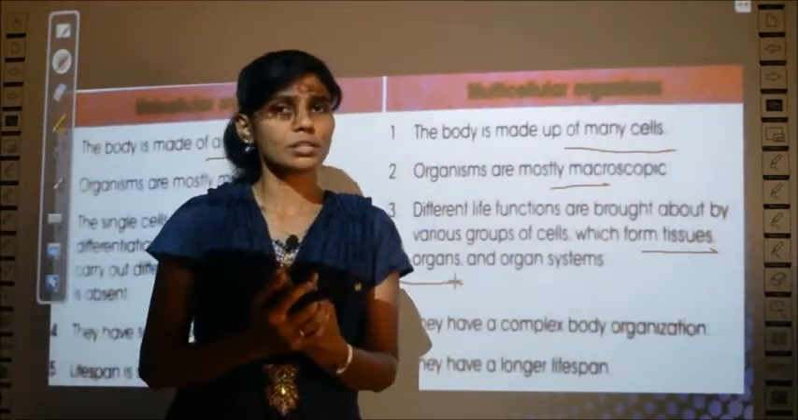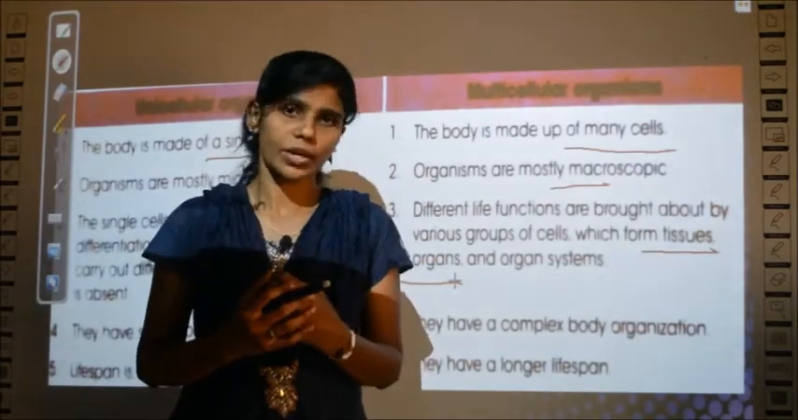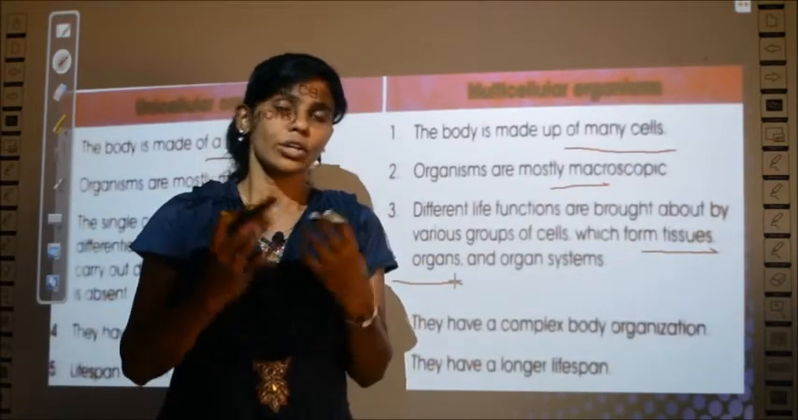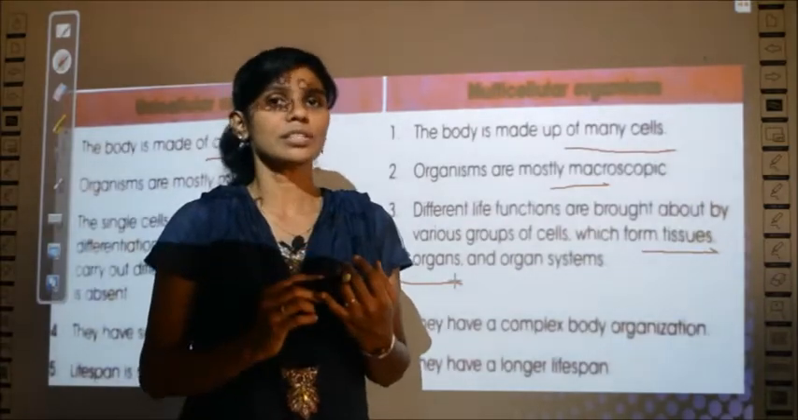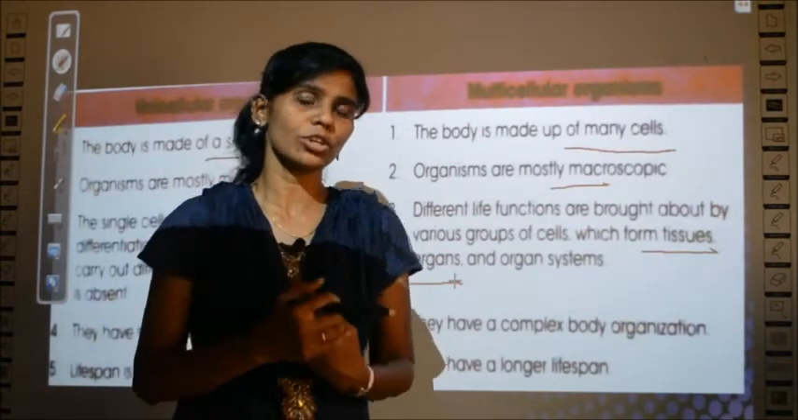Which are all the organs of your body? Your heart is an organ, right? Your eye is an organ. Your kidney is an organ. Liver is an organ. So these are all organs in your body.